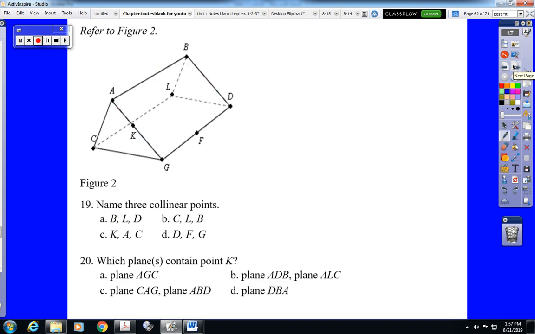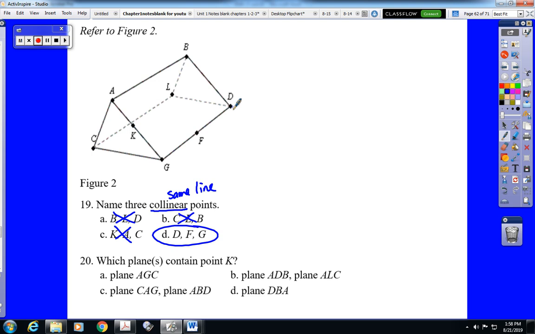Okay, we'll go ahead and do 19 and 20 as well because there's room for them, and then we'll start a new video after that. On 19 it says name 3 collinear points. That's that word again, same line. So we need to find the set of 3 points that are on the same line. B, L, and D are not on the same line. That makes up the back of the box, so that's not it. C, L, and B is also not on the same line. K, A, and C are definitely not on the same line. The only ones that are D, F, and G, which are all on this edge of the solid.